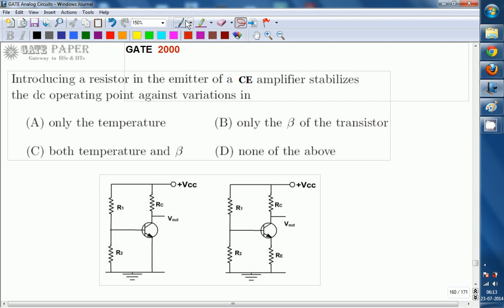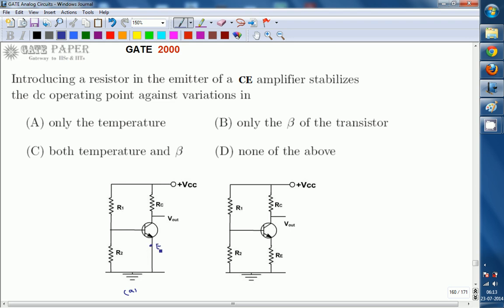The first diagram, let us assume A, this is the emitter, this is the base, and this is the collector. There is no resistor at the emitter, the emitter is directly connected to ground. If you introduce a resistor RE at the emitter, which parameter, whether temperature or beta or both, will be stabilized? The effect of these things is going to be reduced, so the operating point is going to be stabilized. That is what we are going to calculate.